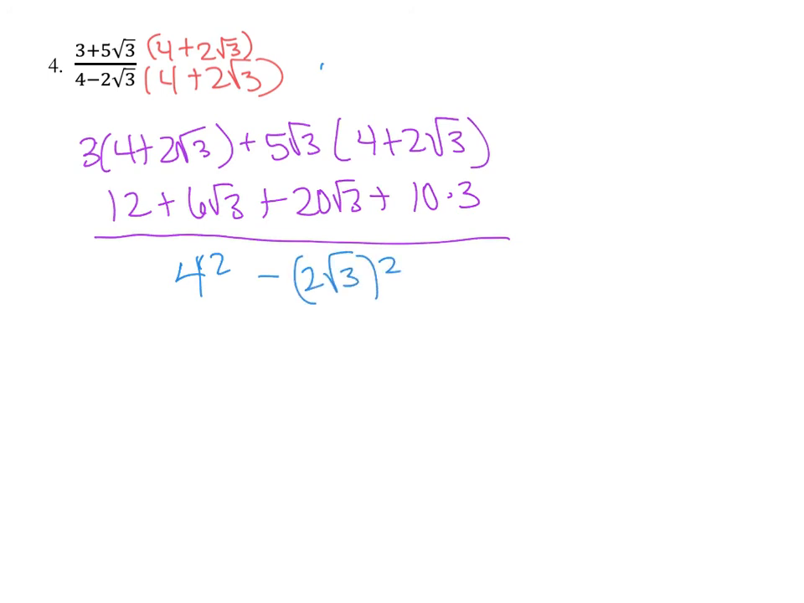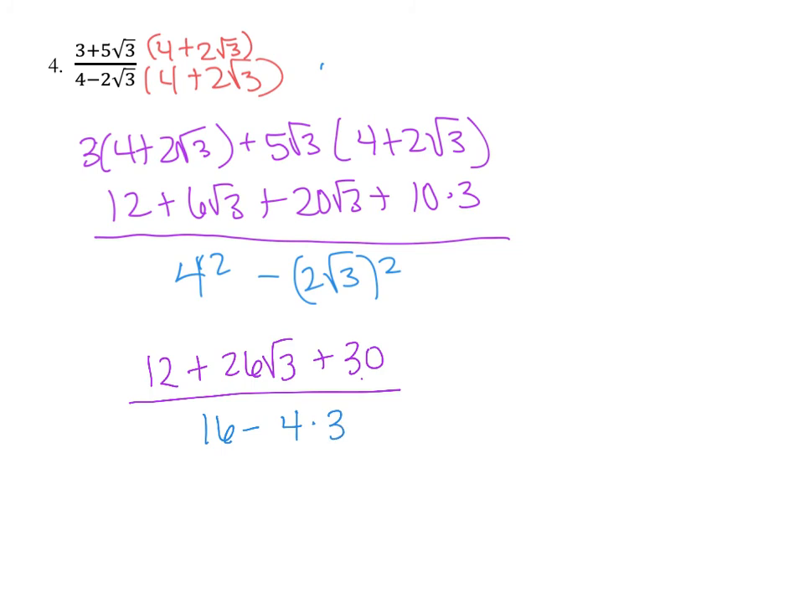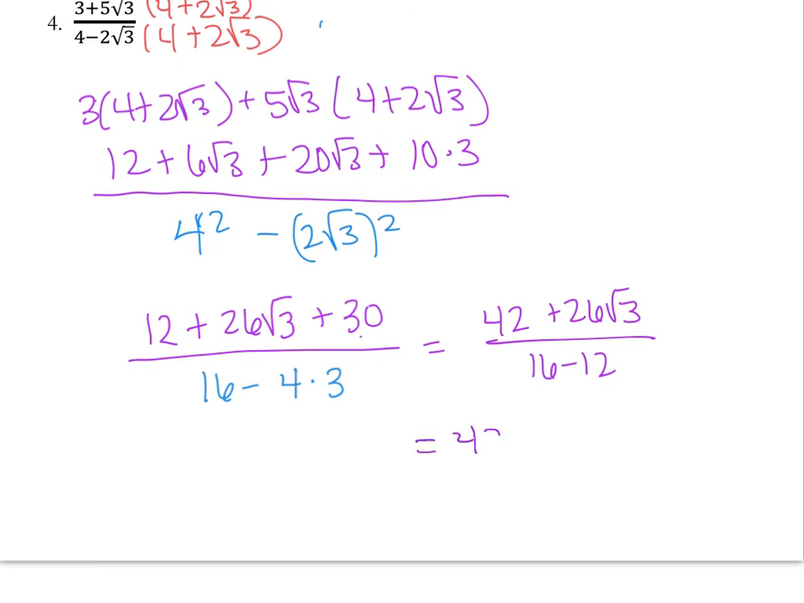Alright, so now we just need to simplify this down. So the top, I'm going to get 12 plus, that's 26 radical 3, and the 10 times 3 is going to turn into a 30. And then on the bottom, 4 squared is 16 minus, be careful when you square this next part, that's really going to be 2 squared, which is 4, times radical 3 squared, which is just 3. So just an extra simplifying step here to get this all good. 42 plus 26 radical 3 over the bottom's going to be 16 minus 12. So we get 42 plus 26 radical 3 over 4.